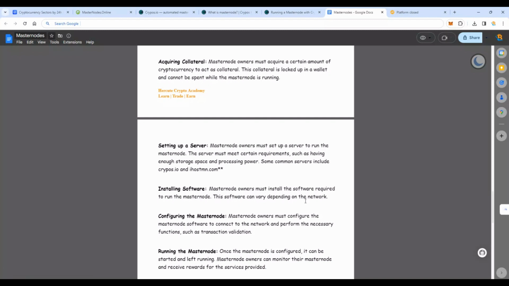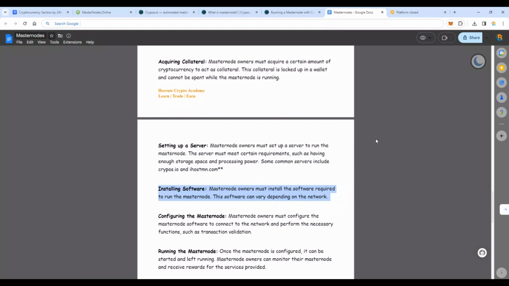This software can vary depending on the network. Now, of course, when you talk about software, it will depend on whether you are running it yourself with your own computer or your own machine, which can actually be a bit complicated, because when you're doing that, you cannot do what we call shared masternodes. Yeah, because you have two choices. You can either run a full node or you can run a shared node.